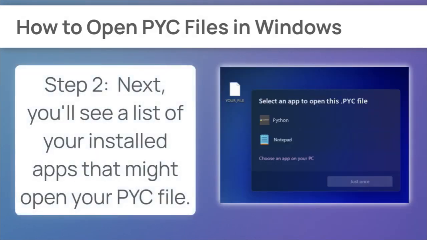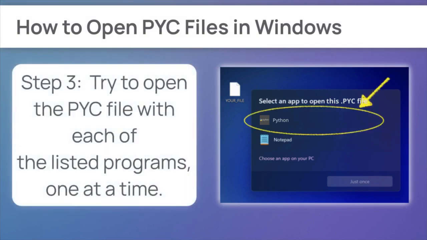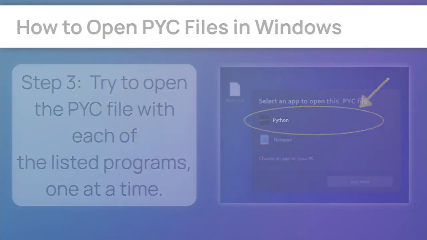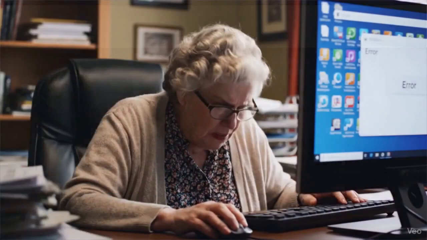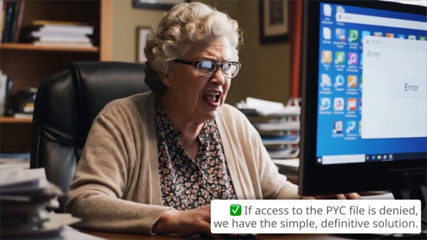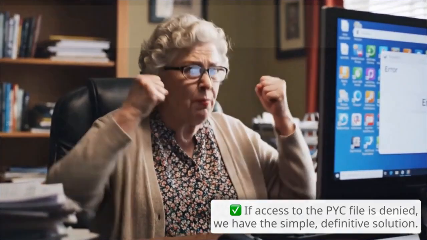Right-click your PYC file and choose Open With. Attempt to open it with Python if it is present. Otherwise, try another tool from the list. If your PYC file continues to fail when opening, that is okay. The error you're seeing is standard for a PYC file lacking the right context. Quickly review these key details with me before we move on to the fix.